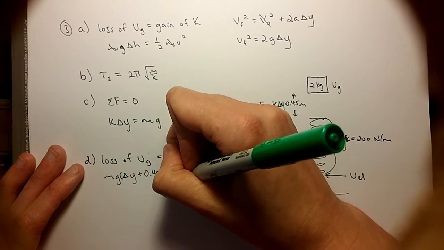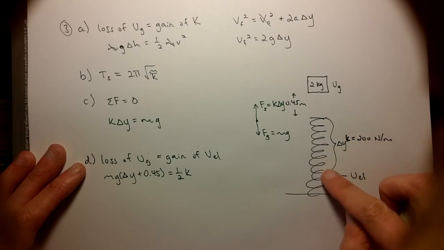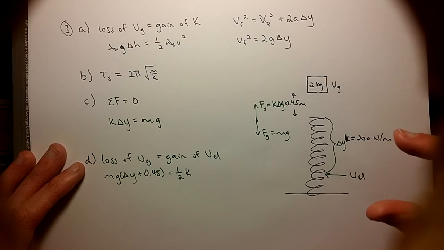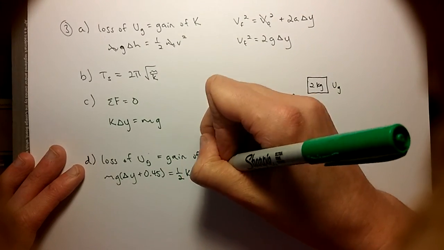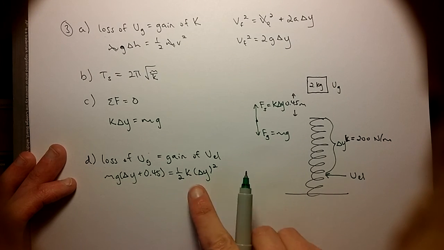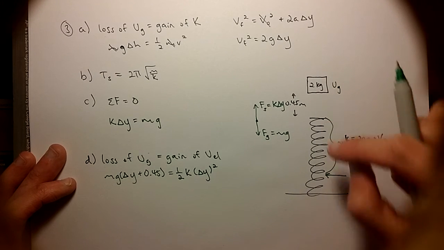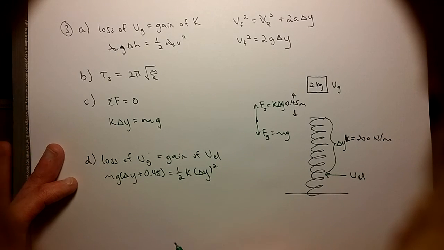And elastic potential is 1/2 kx squared, or in this case, 1/2 k delta y squared, because that x in that equation is the amount the spring is compressed or stretched from equilibrium. So that's our delta y squared. And there we don't include the plus 0.45 because it wasn't compressing the spring at that point. It was just falling. Okay, so this is our setup.